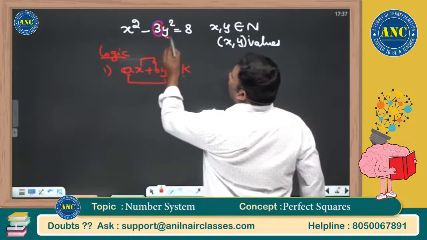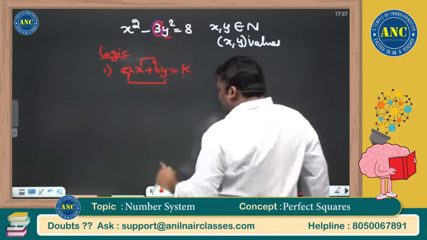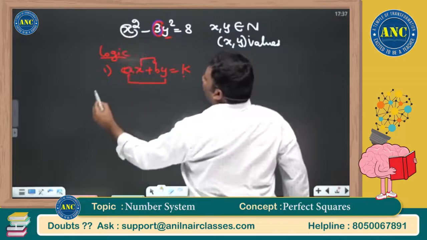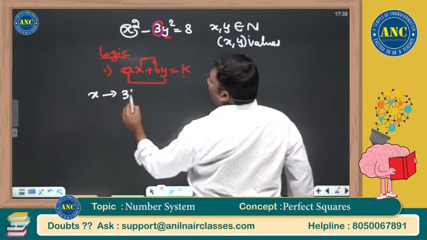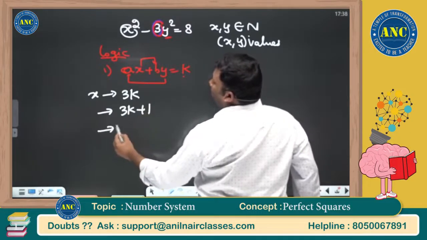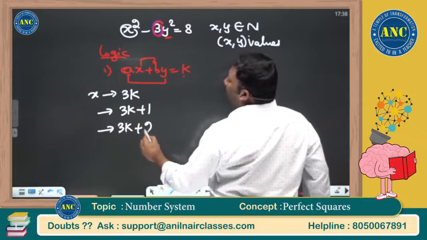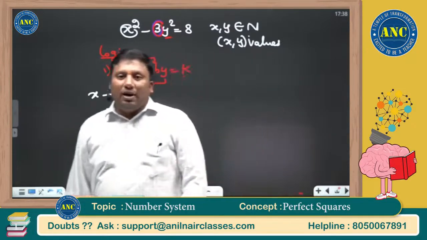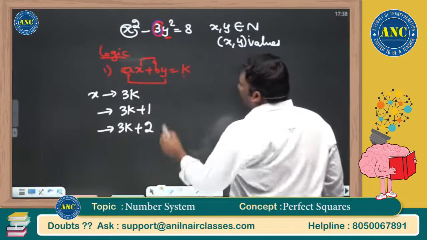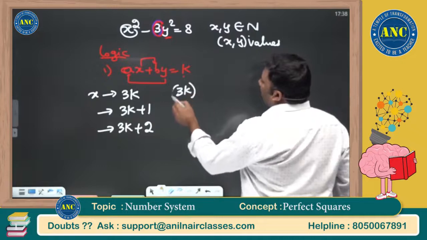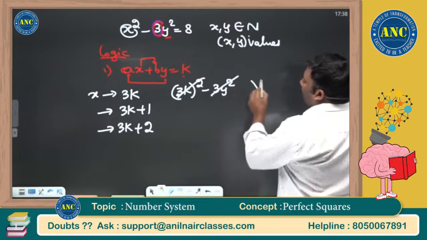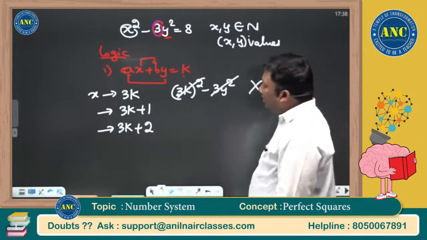Now see here. What is the coefficient of y square? It is 3. So, if you divide any number by 3, either it will be perfectly divisible by 3, or it gives a remainder 1, or it gives a remainder 2. If you divide any number by 3, 3 cases are possible. First case, 3k whole square minus 3y square. Divisible by 3, divisible by 3. Right hand side 8 is not divisible by 3.